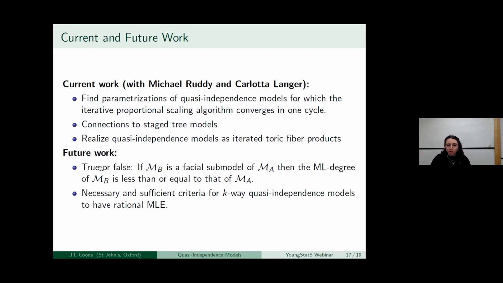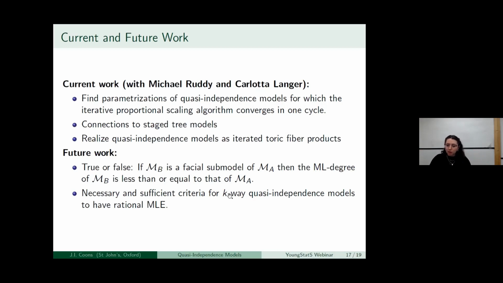And for some future things that I think would be interesting in this area, first of all, true or false, if M sub B is a facial submodel of M sub A, then the ML degree of M sub B is less than or equal to that of M sub A. So what we did for the rational MLE case is maybe the first case of this. Personally, I think it's true, but I don't know why, so this would be an interesting thing to think about.